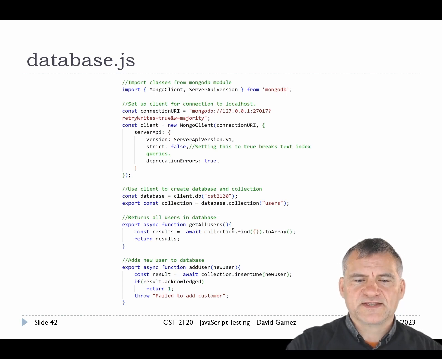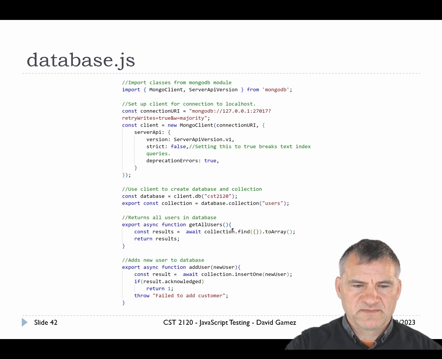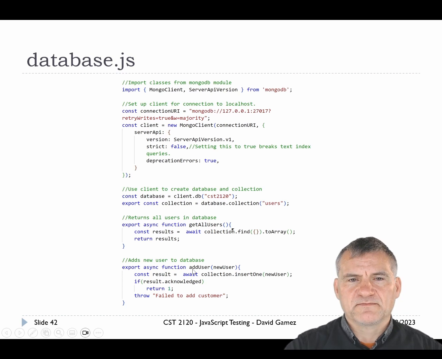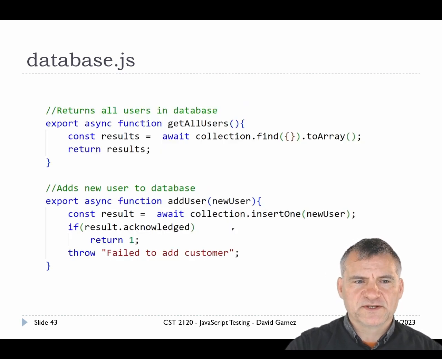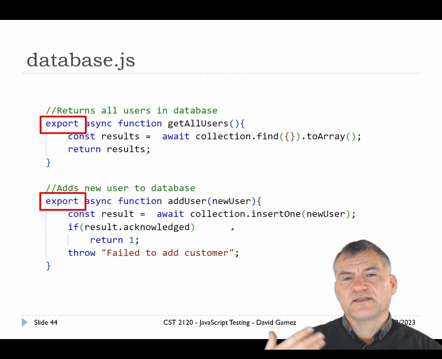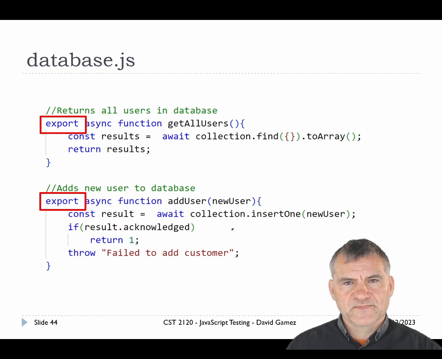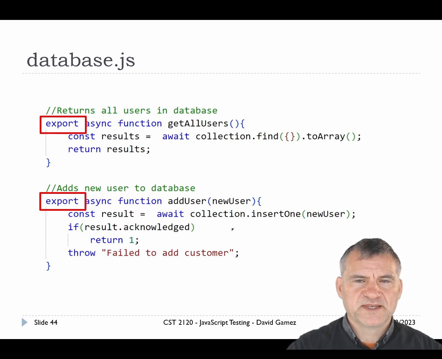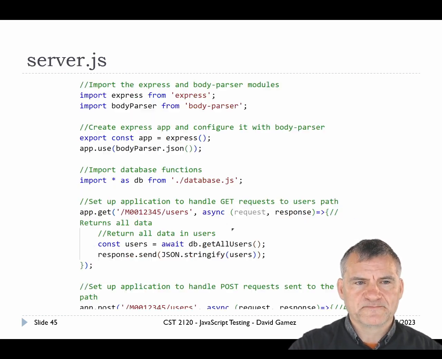I'm not going to go through all these details. I went through all this in the Node.js and MongoDB lecture, but the important thing here is that there are a couple of functions, getAllUsers and addUser, that do the MongoDB database functionality for me, yeah? And in my database.js, I'm exporting those functions so that they can be used by my server when I set up a path to return all users, for example.